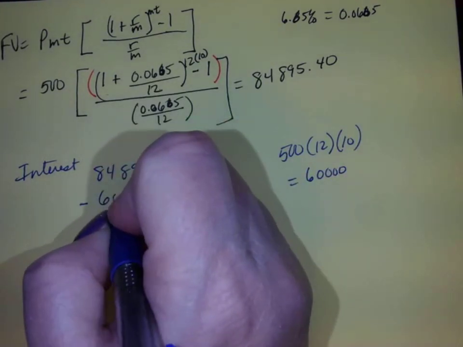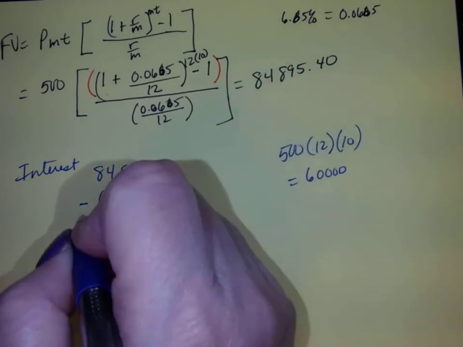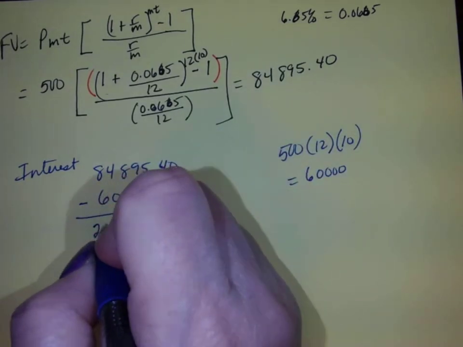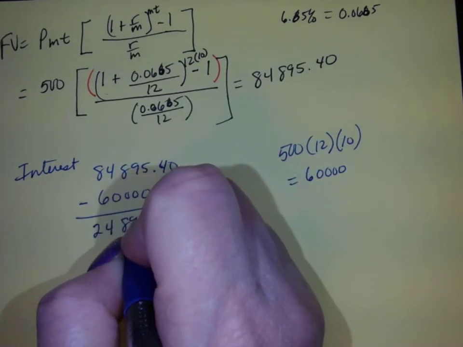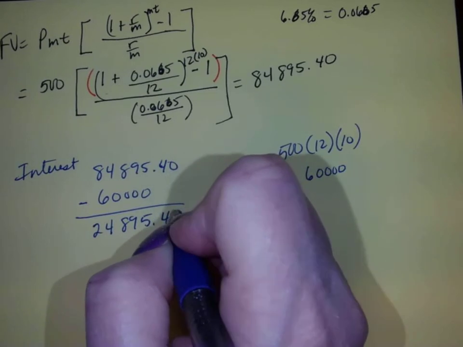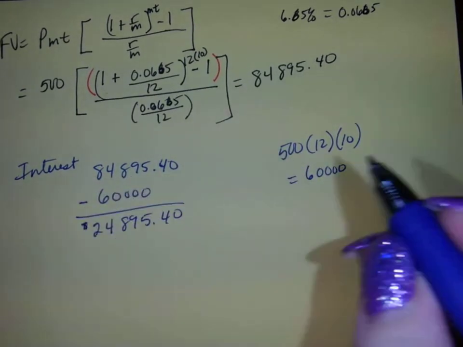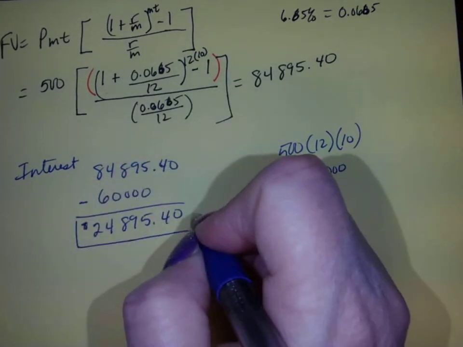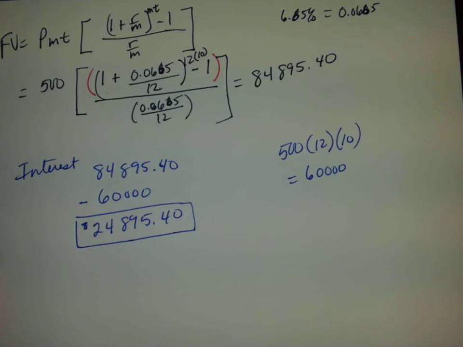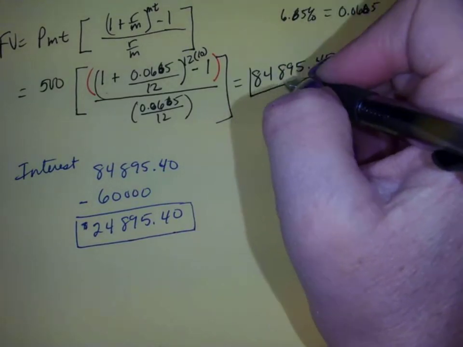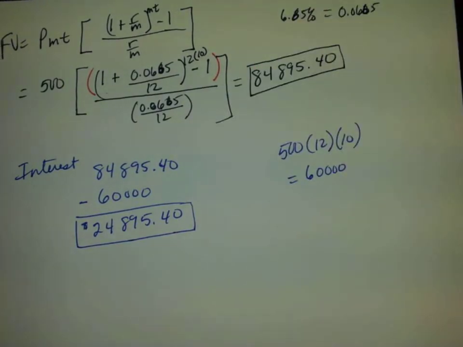So we subtract out our $60,000 and we end up with $24,895.40. This is how much interest, and this is the accumulated value, the future value.